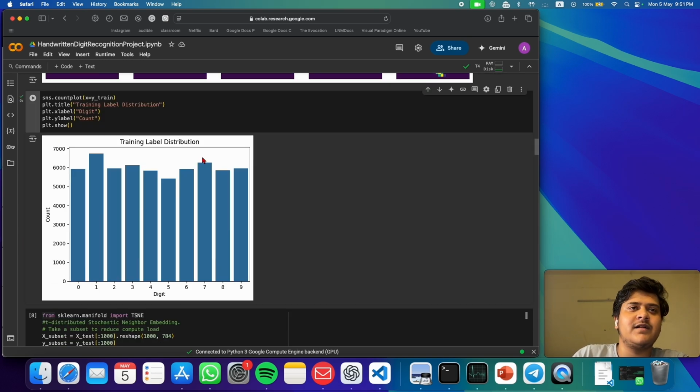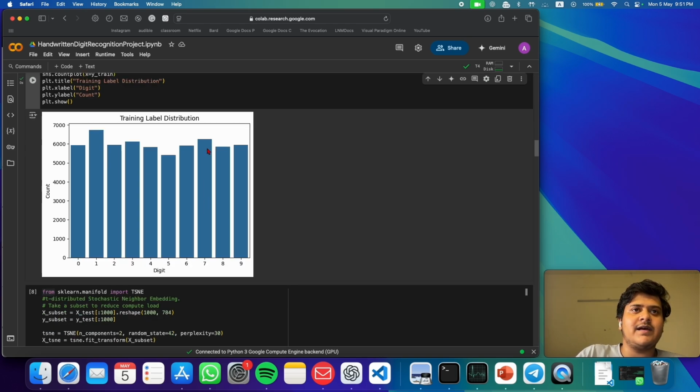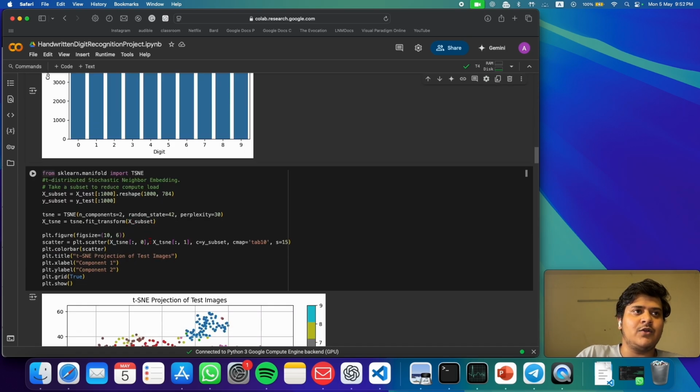So moving on to the training label distribution, this basically shows the frequency of each digit appearing in the dataset. As you can see, it is all quite balanced, as if one of them had a much higher frequency than the others, the model might overfit to that value.